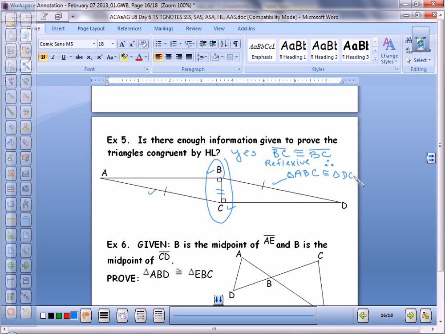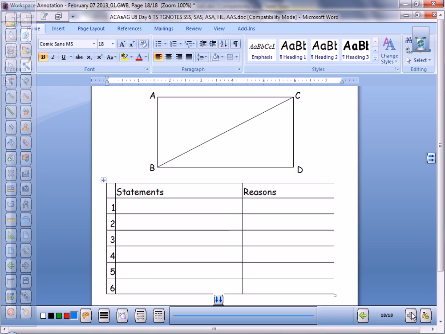Okay? All right, let's do the last proof of the day. This is example 7. All right, example 7 states that AB is congruent to DC. Mark your picture. AB congruent DC. It also tells us that BA is perpendicular to AC. Perpendicular tells me what? Right angle. And CD is perpendicular to BD. Right angle.